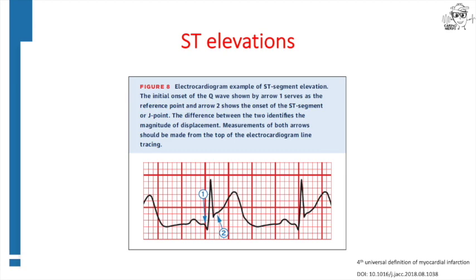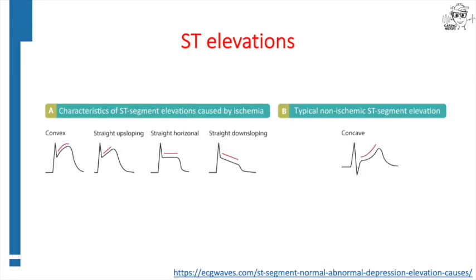The height of the ST segment is calculated from the initial onset of the Q wave, which is shown by the first arrow, up to the J deflection point, which is shown by the second arrow. ST elevations may take several shapes. The four shapes on the left of your screen suggest ischemia in the appropriate clinical context, while the pattern seen on the right might be seen in other conditions such as with acute pericarditis.